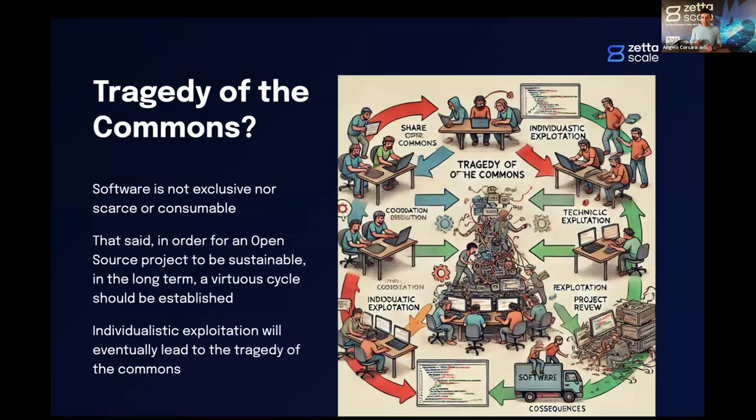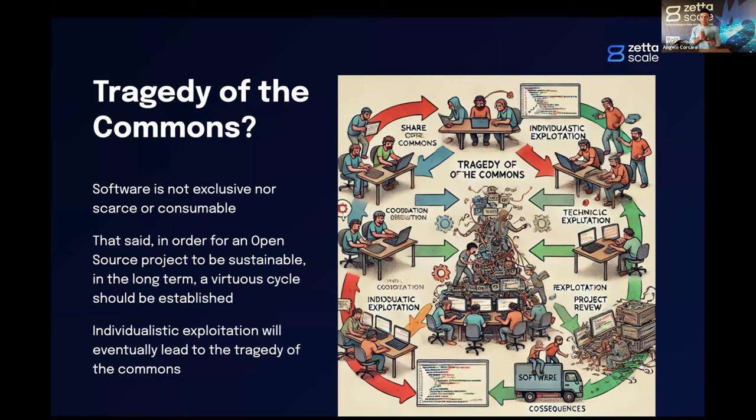Now, here comes the interesting part. Differently from goods that you find in nature, like water: when you have a water source, that is usually exclusive. It might be shared between different cities or countries, depending on where the well is. But it's scarce and consumable. If you think about software, especially open source, it is not exclusive, not scarce, not consumable. You can replicate it as many times as you want, and it never degrades. But that said, for an open source project to be sustainable in the long term, you have to be able to establish a virtuous cycle where egoistic, individualistic exploitation is minimized, because that will eventually lead to a tragedy of the commons.